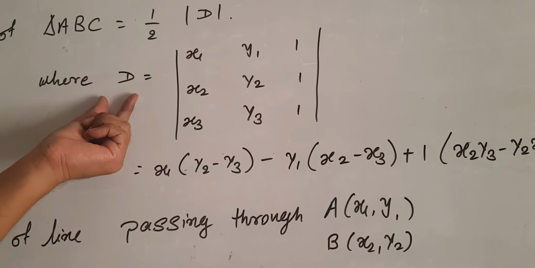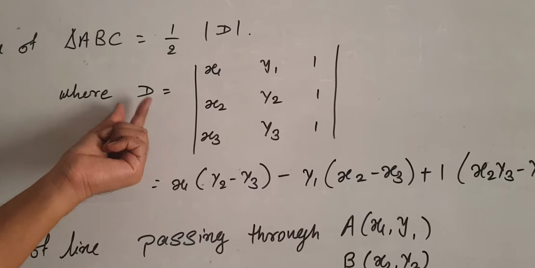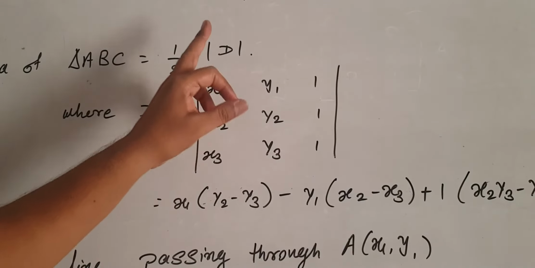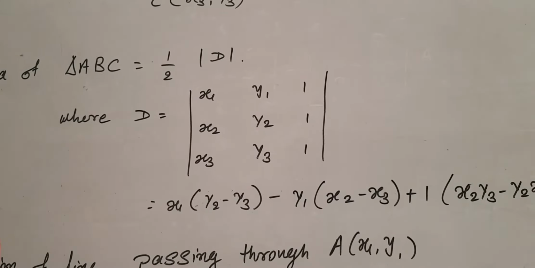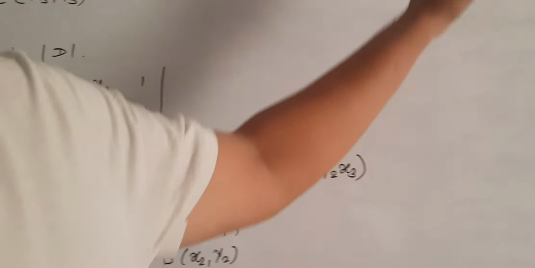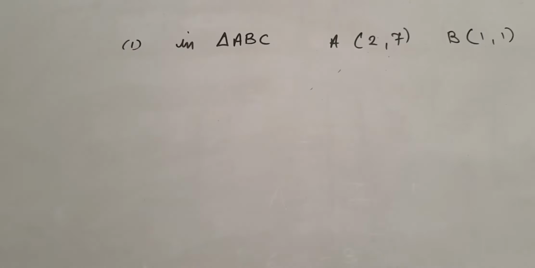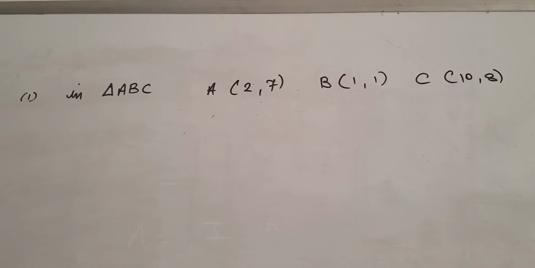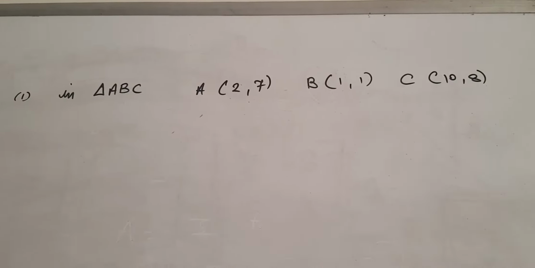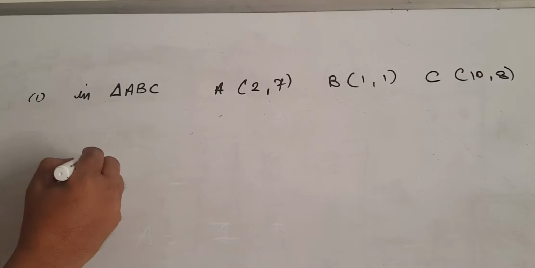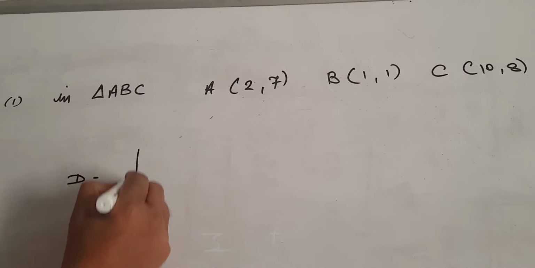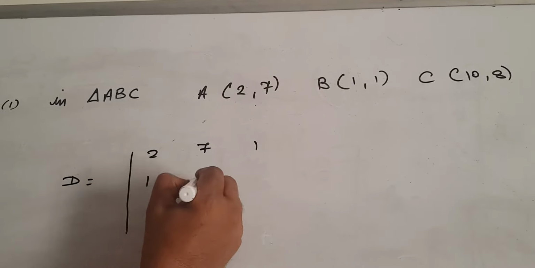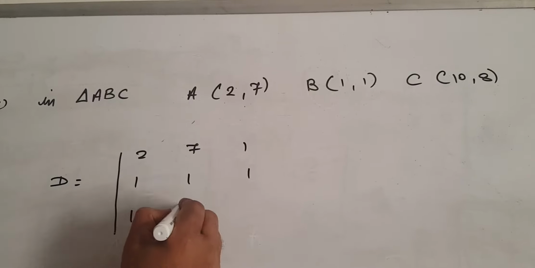See, this value may sometimes be negative, but the area is always positive. That's why we have to keep a modulus sign. I will show you one sum based on this. In a triangle ABC, A is (2, 7), B is (1, 1) and C is (10, 8). Find the area of the triangle ABC. So first we find the determinant D, that is 2, 7, 1, 1, 1, 1, 10, 8, 1.